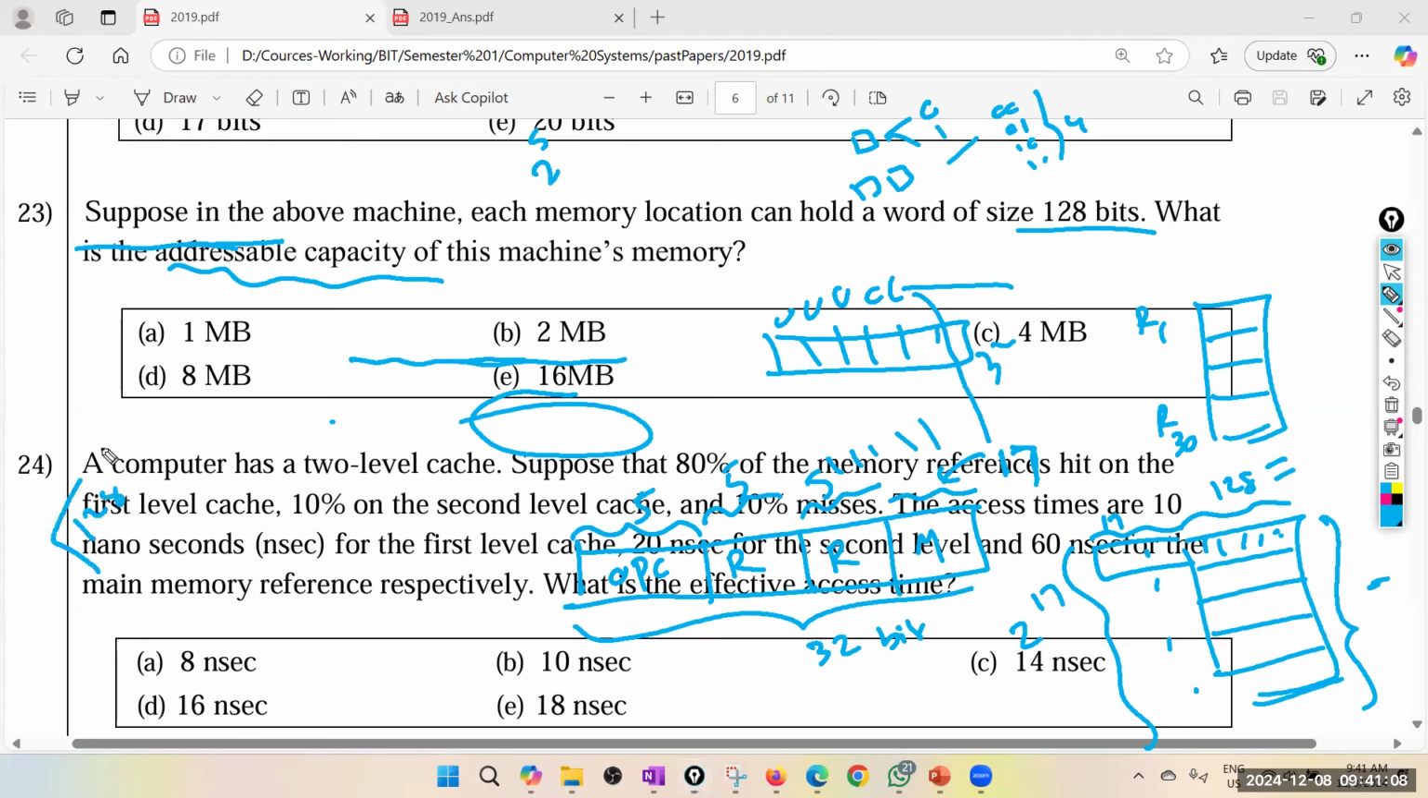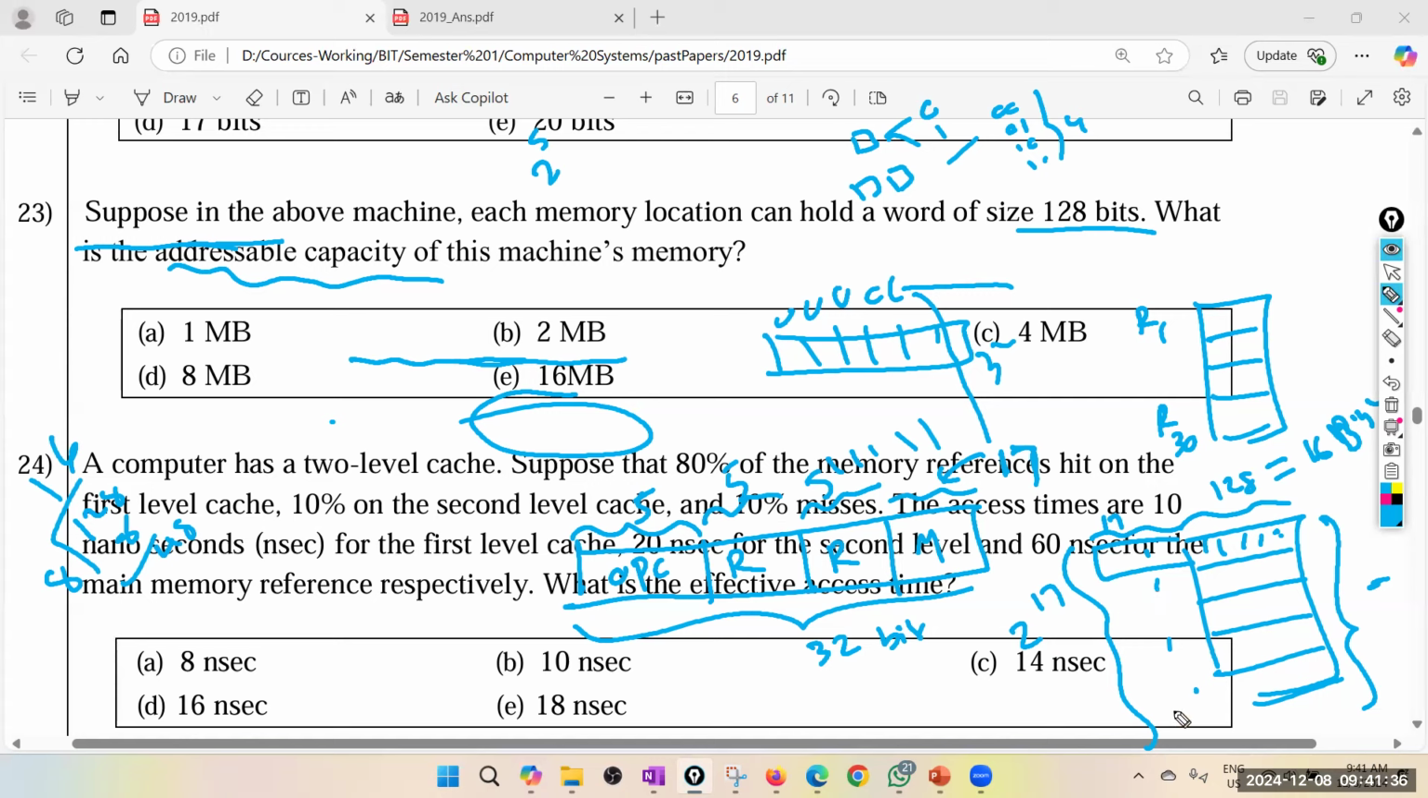128 divided by 8, 16 byte. Every location can keep 16 byte. Okay. So how many memory locations are possible with this address? 2 to the power 17. So each location is 16 byte, but we have 2 to the power 17 such locations.